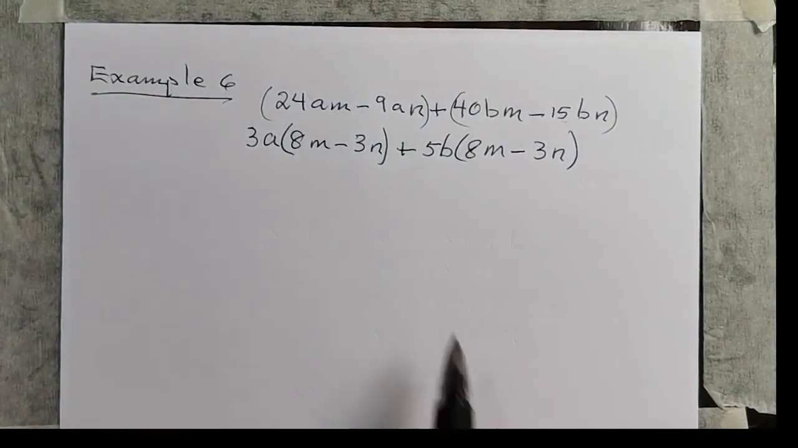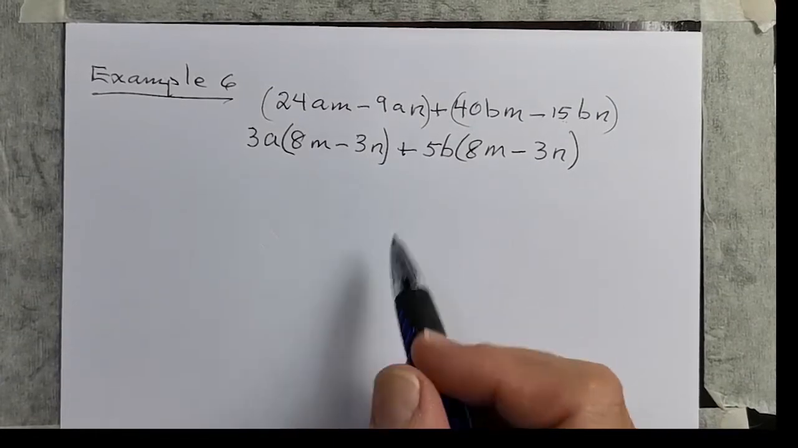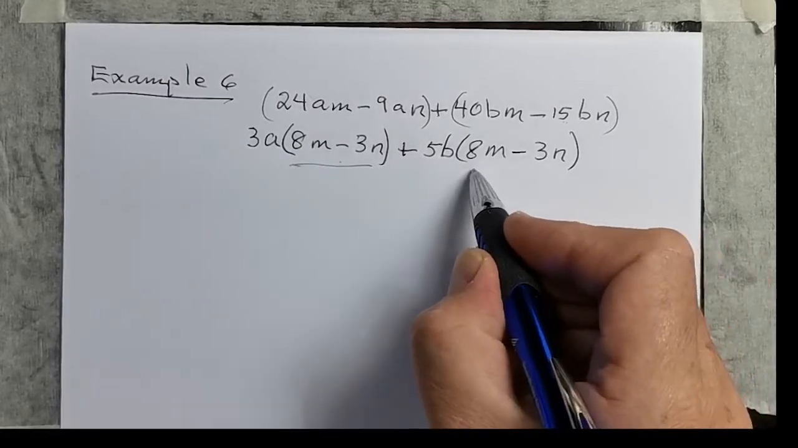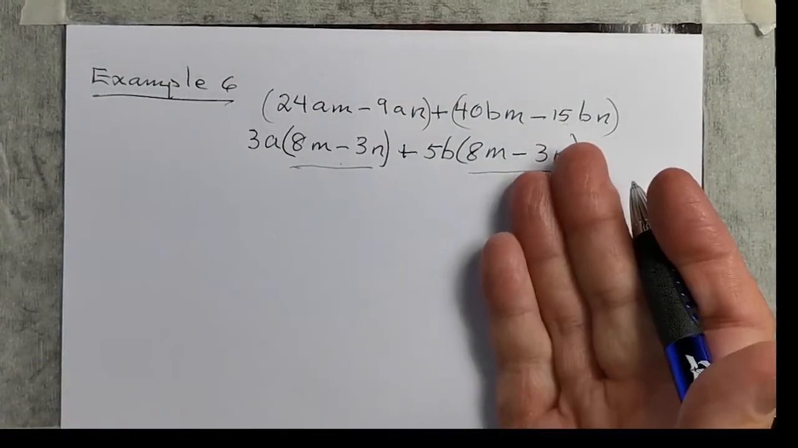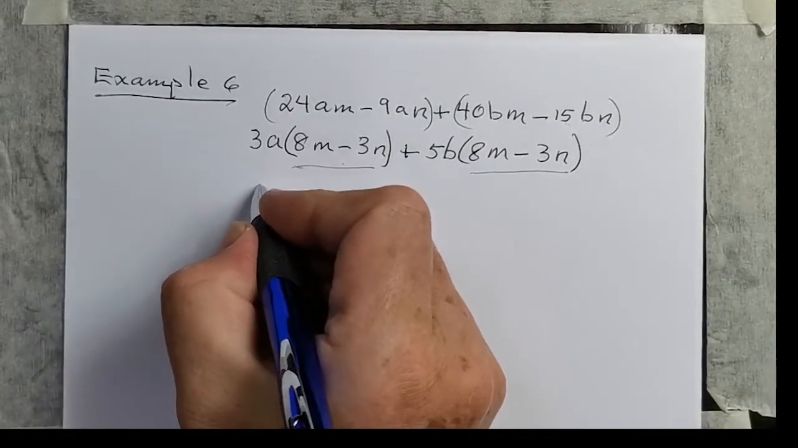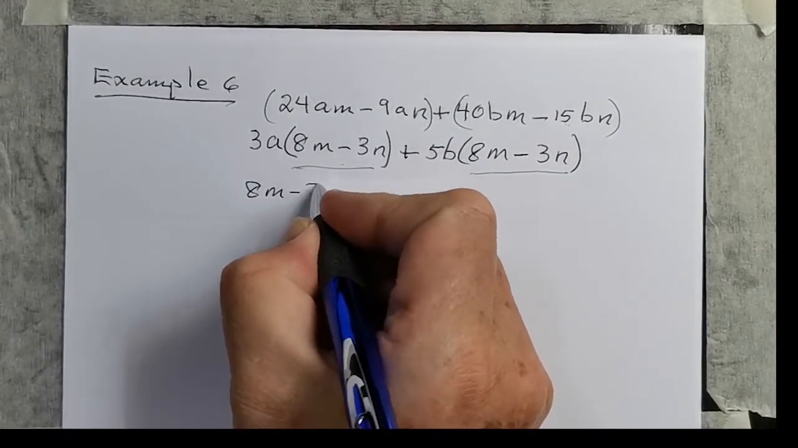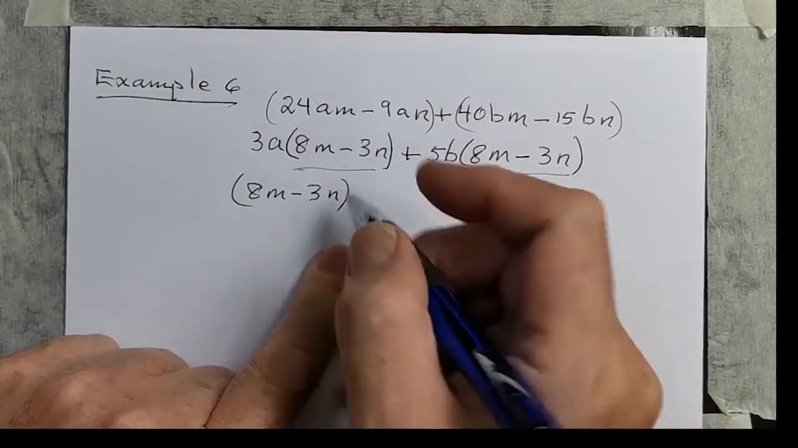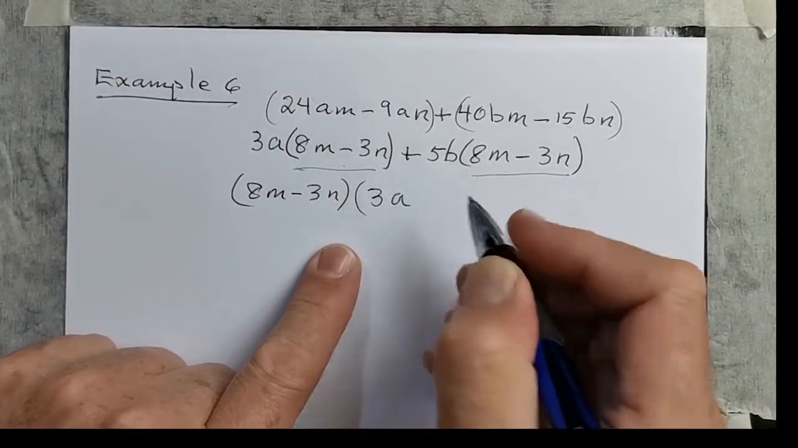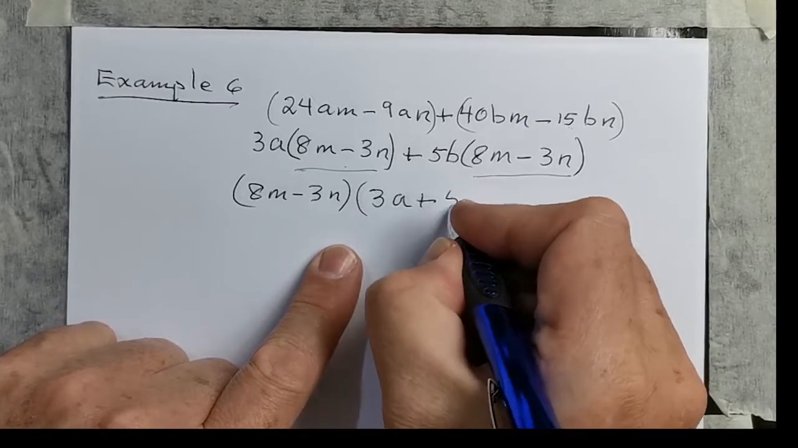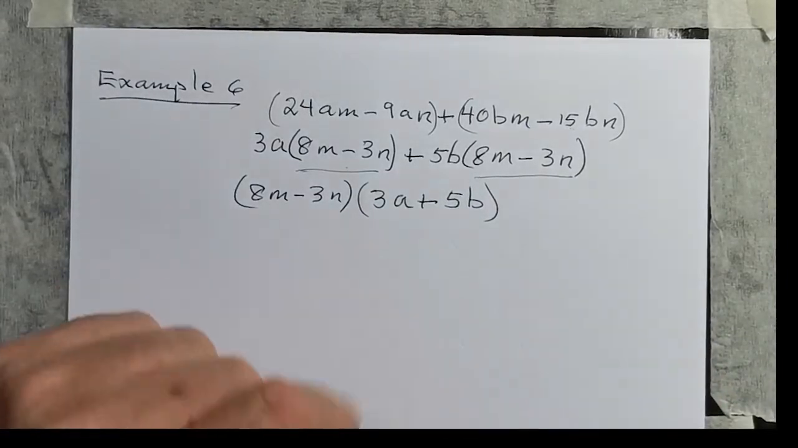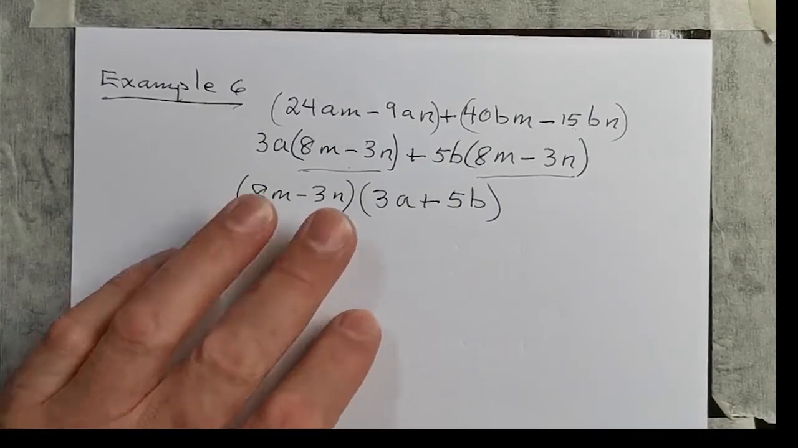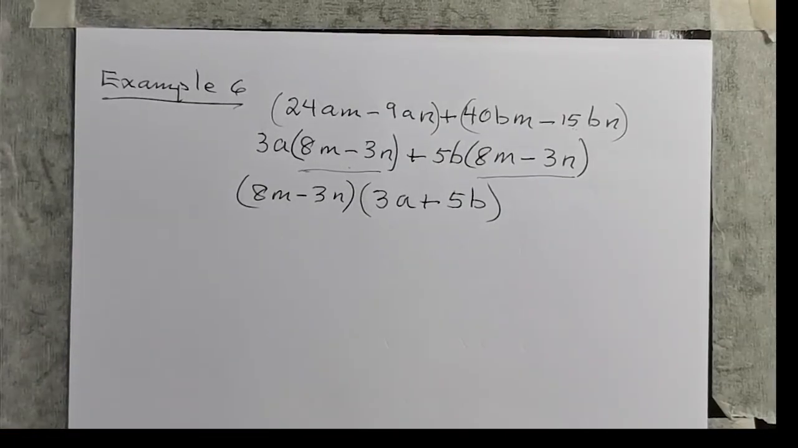Now observe here that these two terms each are the same. We have 8m minus 3n right here, and we also have 8m minus 3n here. So we factor this out front, bring it out front, 8m minus 3n, and we will multiply this now by 3a plus 5b. Okay? 3a plus 5b multiplying 8m minus 3n. And that is example number 6.